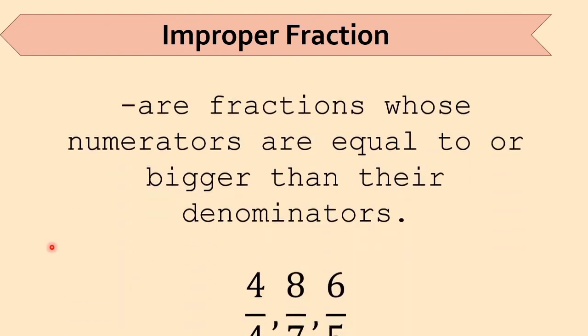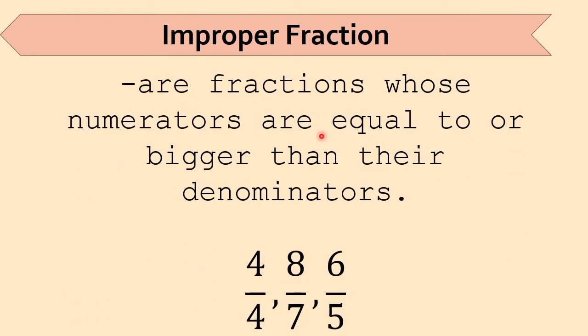The next is improper fractions. These are fractions whose numerators are equal to or bigger than their denominators. For example, 4 over 4, 8 over 7, and 6 over 5. So 4 over 4, they are equal. 8 over 7, 8 is bigger than 7, and 6 over 5, so the numerators are equal to or bigger than their denominators. That is why they are called improper fractions.